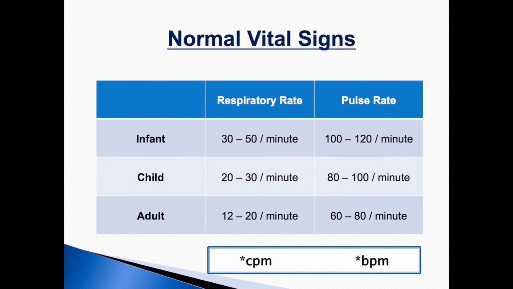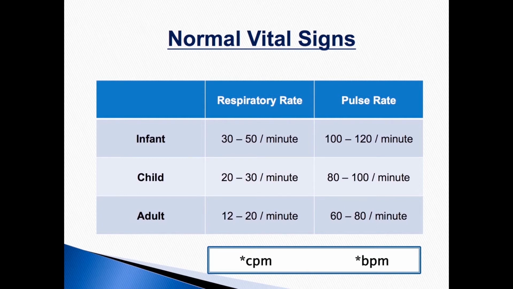We take the respiratory rate by putting our hands just above the abdomen of the patient or look for the rise and fall of the chest. Inhale and exhale, count as 1. Count for full minute. In pulse rate, we use the unit BPM that stands for beats per minute.